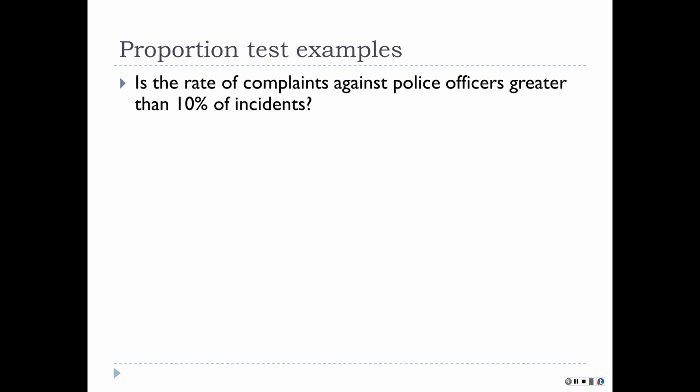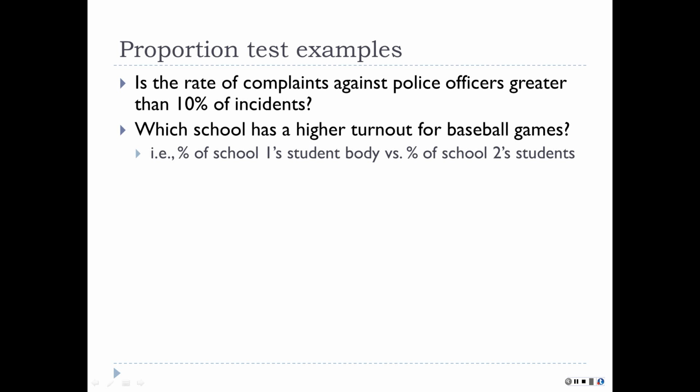But then you're going to do a proportion test for a single proportion and determine whether it's more different than you would expect. The null hypothesis is that it's 10%, and it's going to be a one-tailed test because you're saying greater than 10%. So you can run that if you had the data.